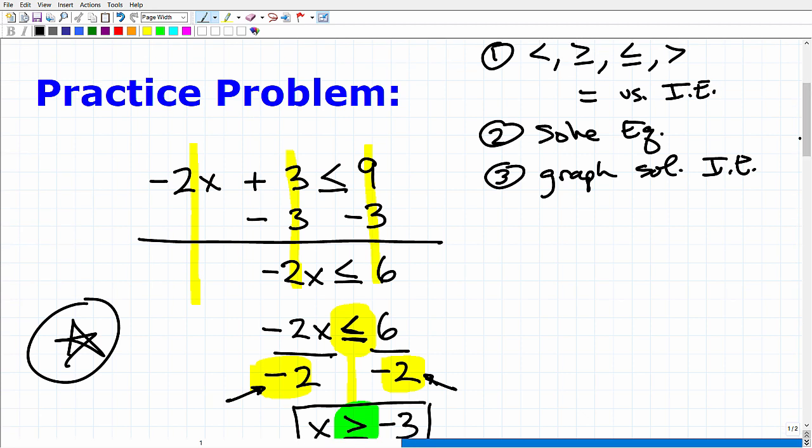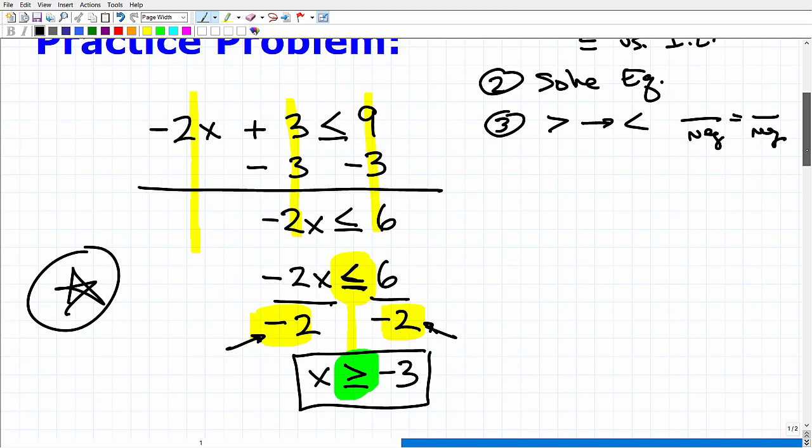So actually, let's put this down. We have to know how to solve equations, and we definitely have to know how to reverse the sign when we're dividing by a negative or multiplying both sides of the inequality by a negative. I'm just using a little shorthand here as a reminder that this is a big step.